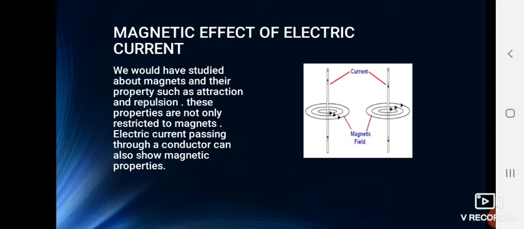Magnetic effect of electric current. We would have studied magnets and their properties such as attraction and repulsion. These properties are not only restricted to magnets. Electric current passing through a conductor can also show magnetic properties.